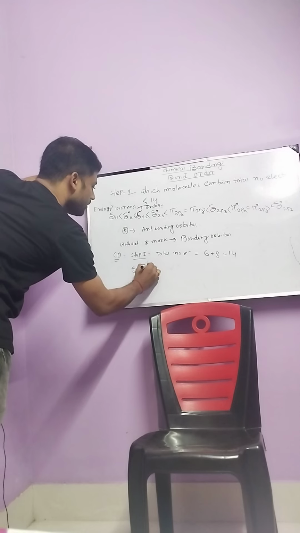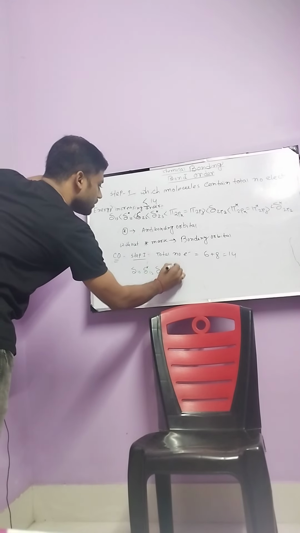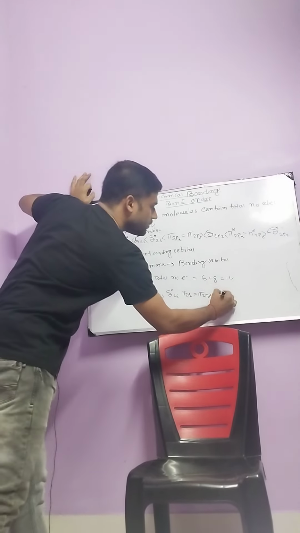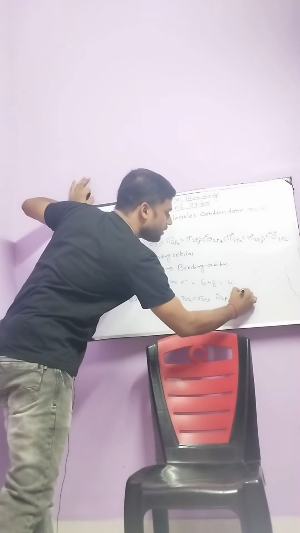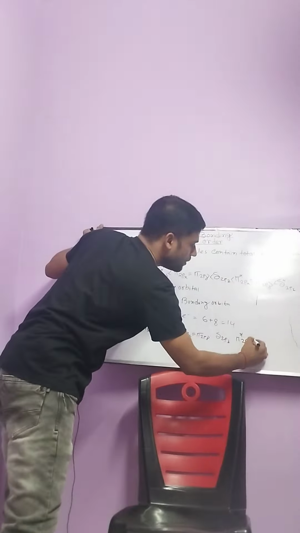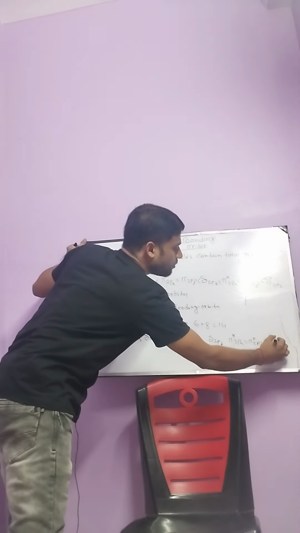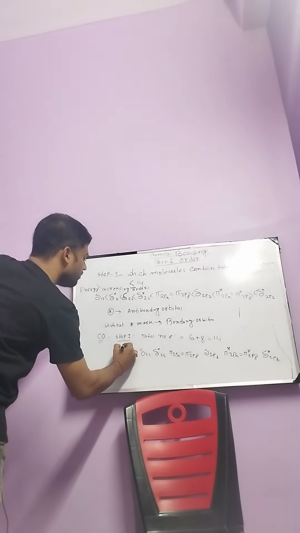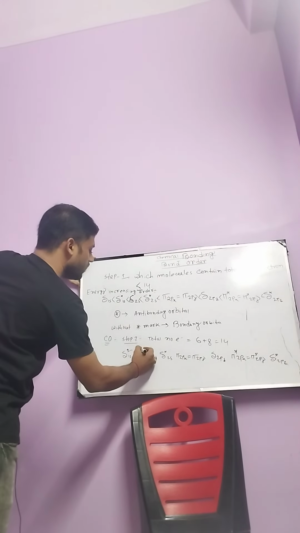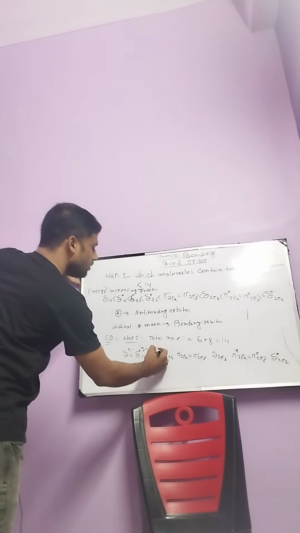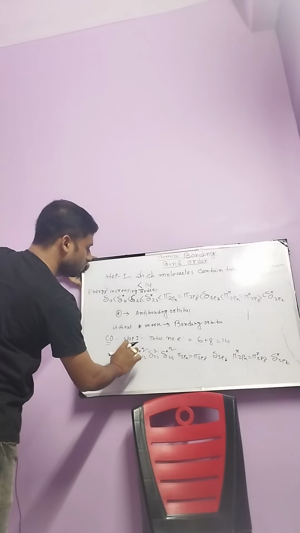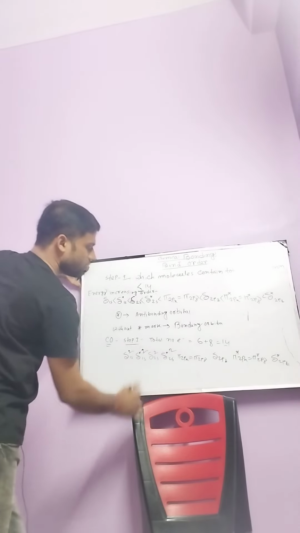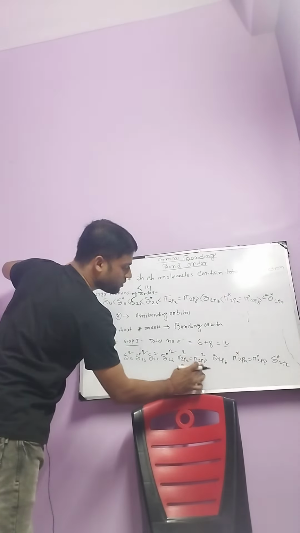sigma 1s, sigma star 1s, sigma 2s, sigma star 2s, pi 2px equal to pi 2py, sigma 2pz, then pi star 2px equal to pi star 2py, then sigma star 2pz. Each molecular orbital holds a maximum of 2 electrons, so fill up with electrons: first orbital 2, second orbital 2, and so on. So the count is 2, 4, 6, 8, with 6 remaining, for a total of 14.